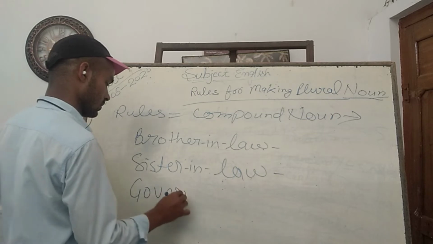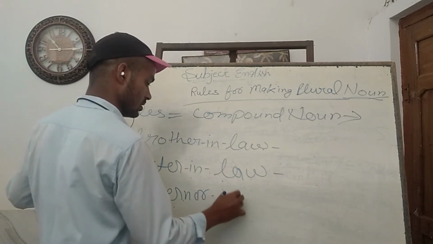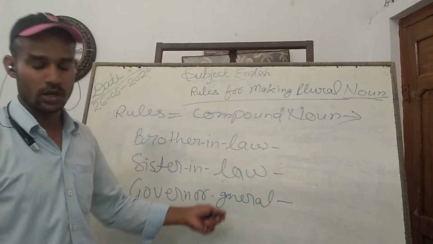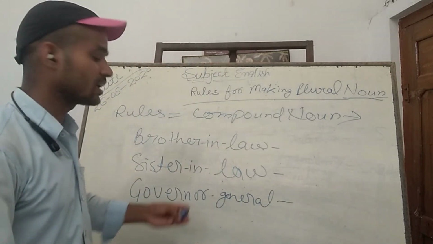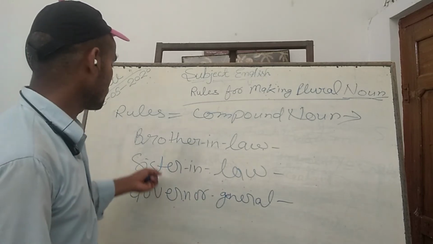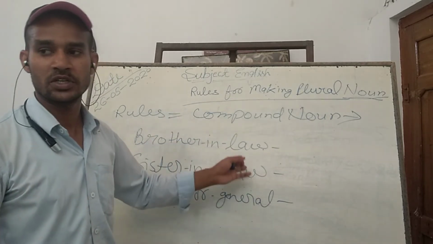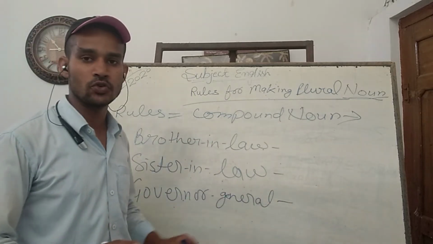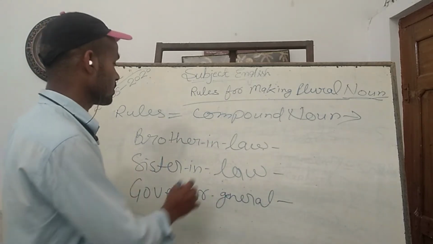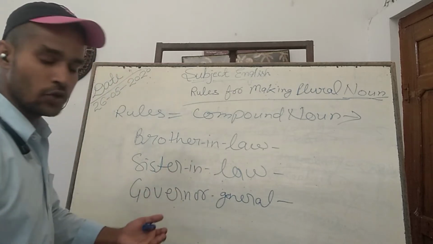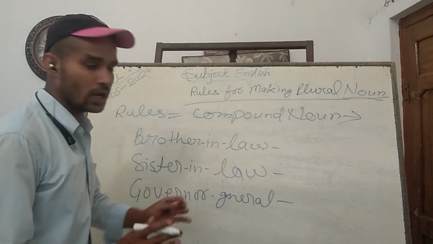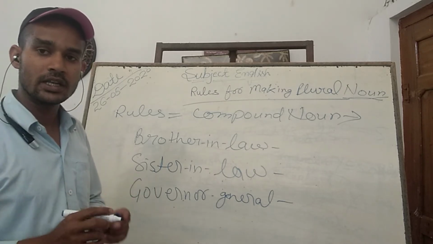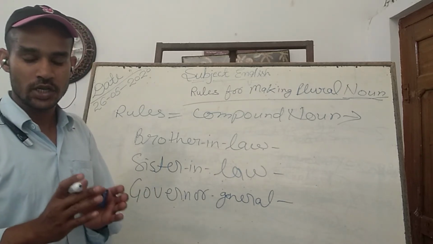governor general. Like these, other compound nouns are also in English grammar, English literature, English words. So I am unable here to express a lot of compound nouns, but two, three are examples here, and in same way you can follow for the other compound nouns. Brother-in-law. Actually, you will see that in a compound noun, the main word, the main noun which you will find, that main noun will be changed into the plural form.